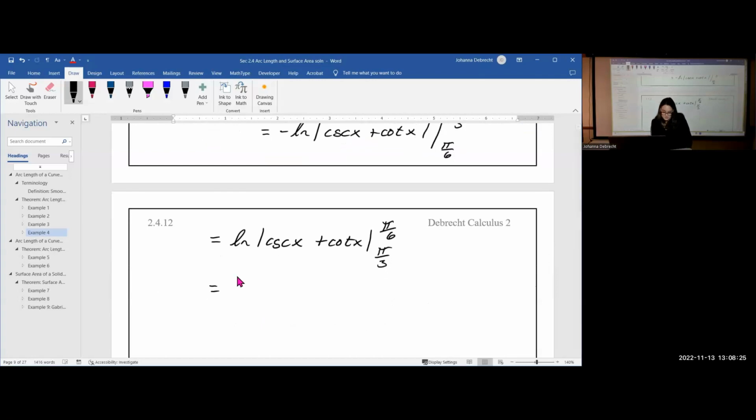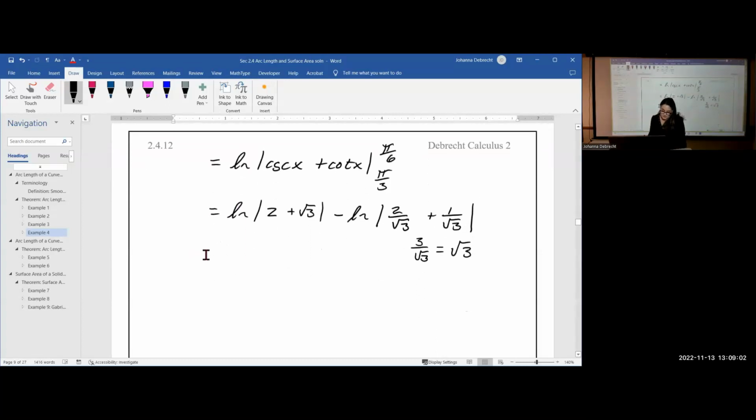And this is going to give me the natural log of the absolute value of 2 plus √3 minus the natural log of the absolute value, now plugging in pi over 3. The sine of pi over 3 is √3 over 2, so it's 2 over √3. And the cotangent is going to give us 1 over √3. And when we work this out, we can get a common denominator here. This becomes 3 over √3, which of course is just √3.